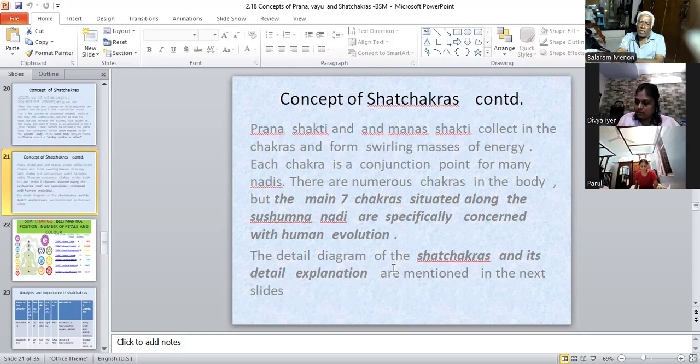The detailed diagram of such chakras is mentioned in the next slides. Now, the nadis are crossing like this and touching, interlinking like this. Each vertex is known as a chakra: Muladhara chakra, Swadhisthana chakra, Manipura chakra, Anahata chakra, Vishuddhi chakra, Ajna chakra, and Sahasrara chakra.